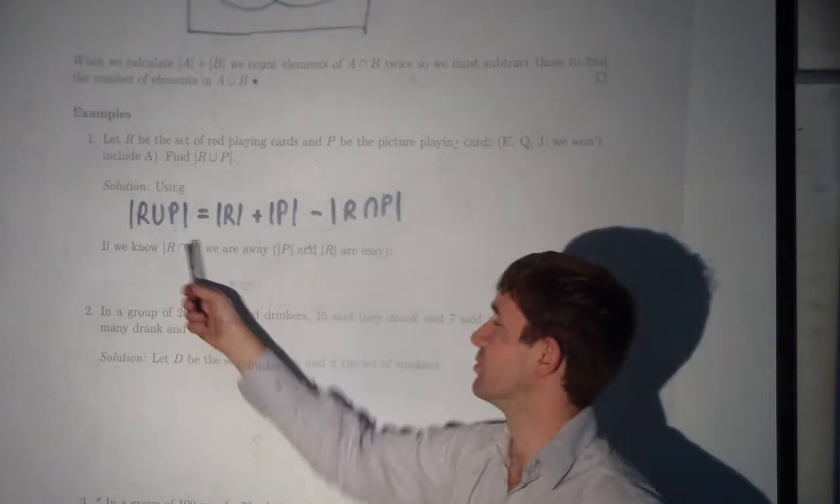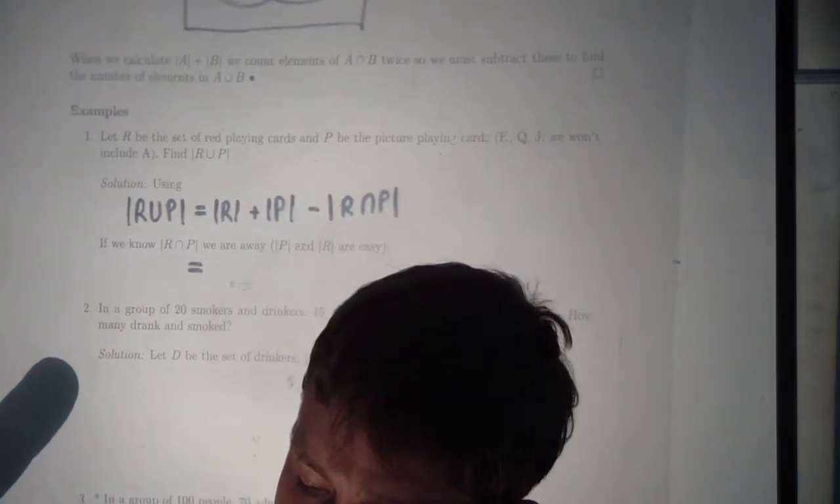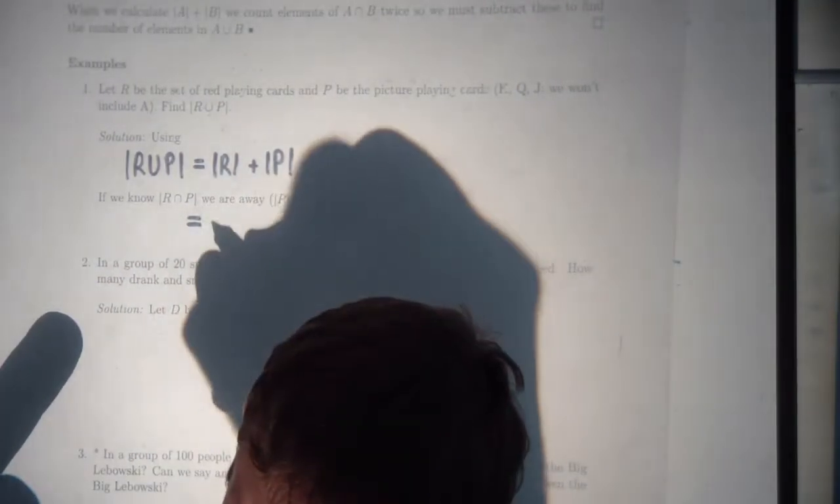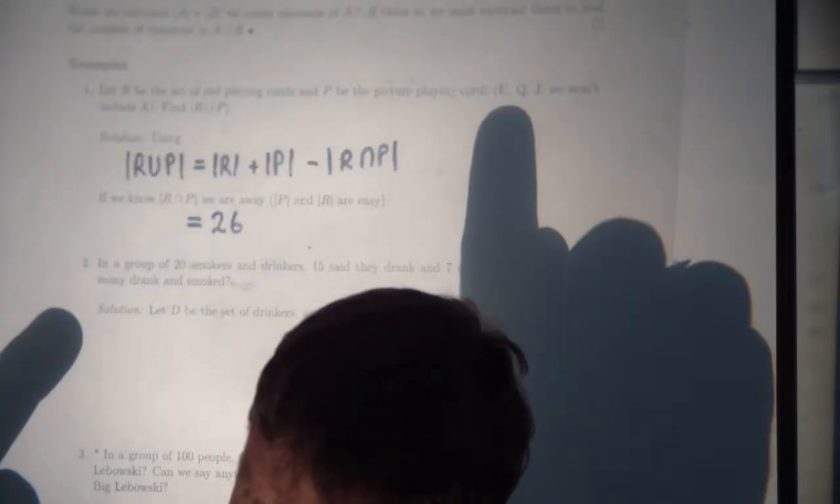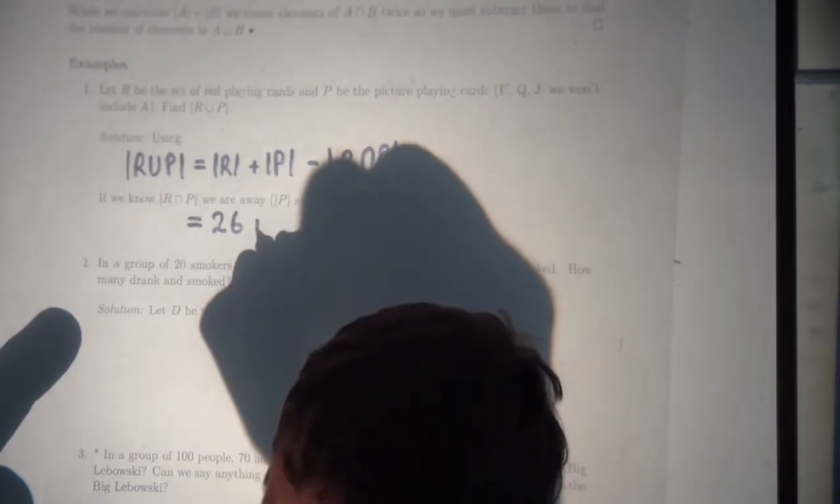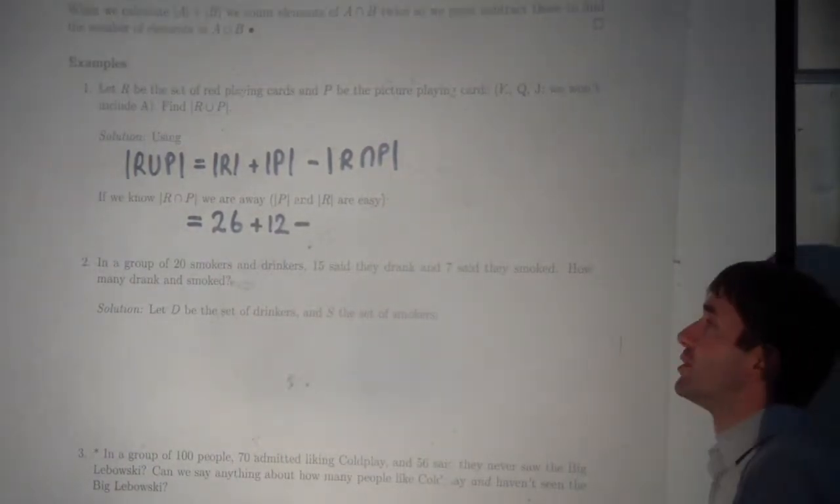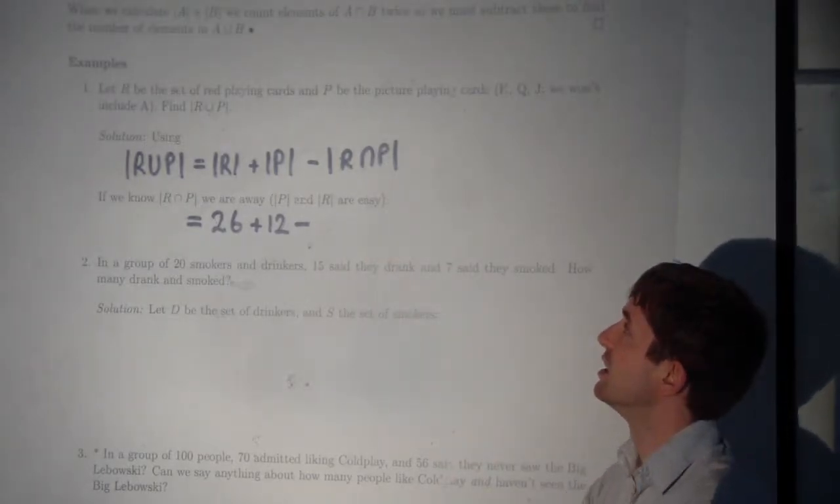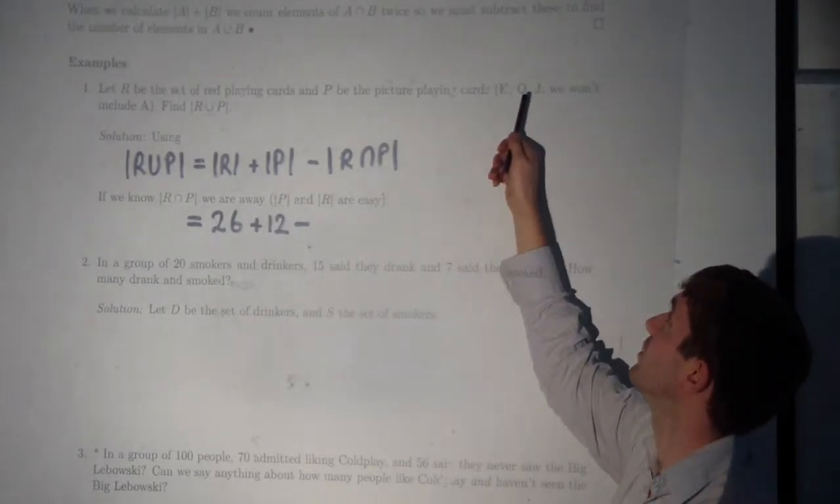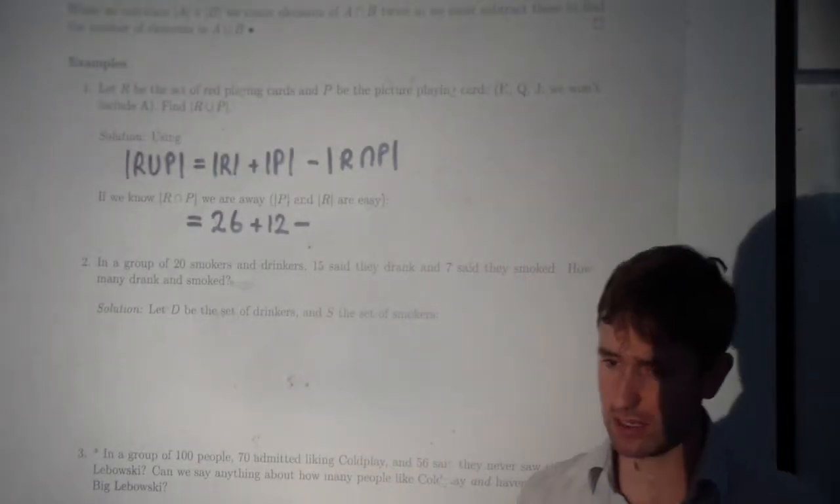So, if we know this far, it's not too bad. So we have the number of red cards. Of course, half the cards are red. There's 52 playing cards, so half of them are red. Half of 52 is 26. Picture cards, you've got King, Queen, Jack, 3 in each suit. So 3 by 4 is 12. And take away the number of cards that are red and a picture card. And there's going to be 6 of these. You're going to have King, Queen, Jack of hearts, and King, Queen, Jack of diamonds. So take away 6.